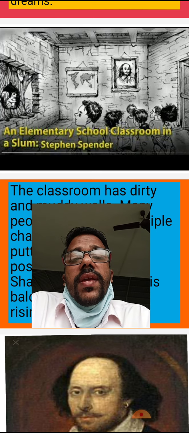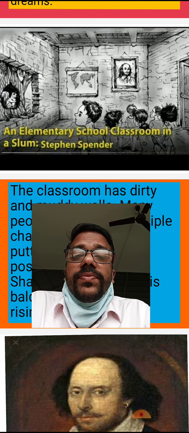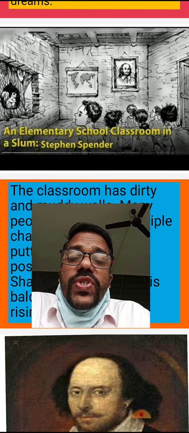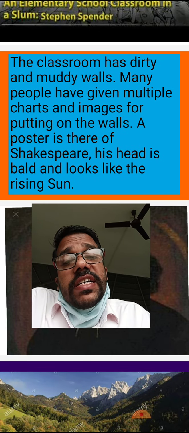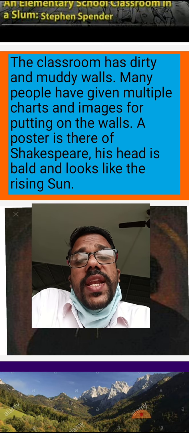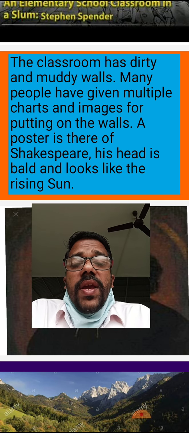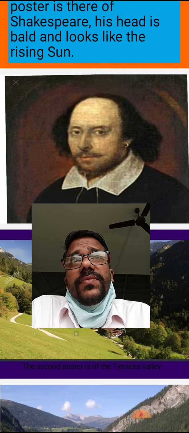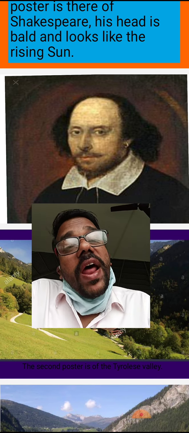You see the pictures there in this classroom. A wall is there. They are looking out of this classroom to see the natural world outside. The photos are there. We'll be explaining it a little later. The classroom has dirty and muddy walls. They are not well built. Many people have given multiple charts and images for putting on the walls. A poster is there of Shakespeare. His head is bald and looks like the rising sun. You see his head, very plain. So he compares that bald head to the rising sun.